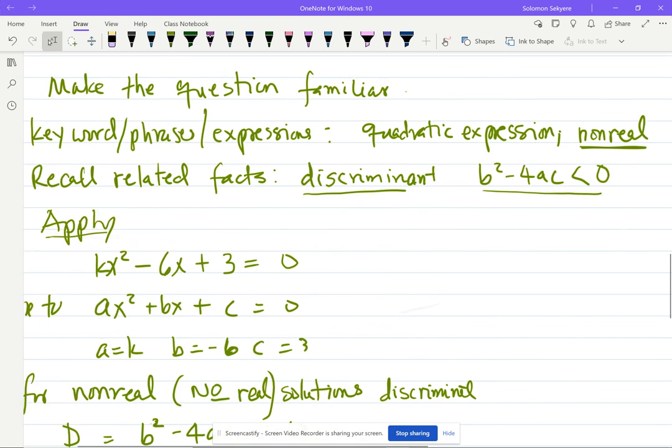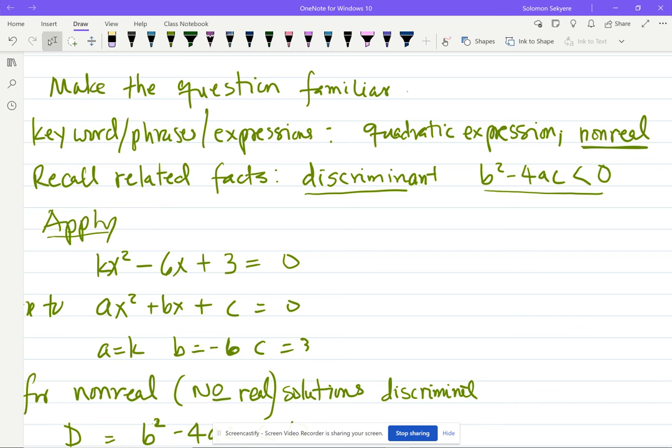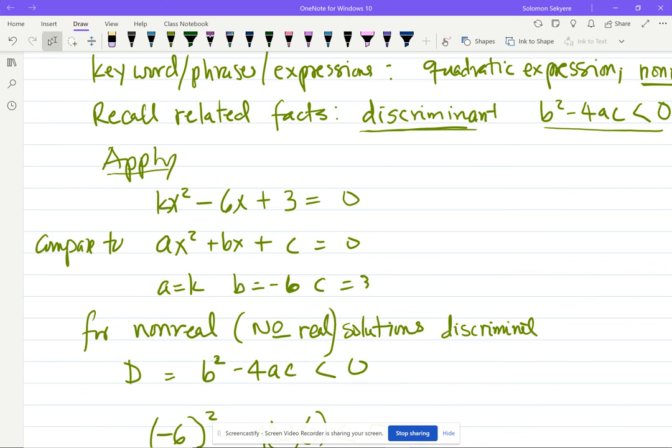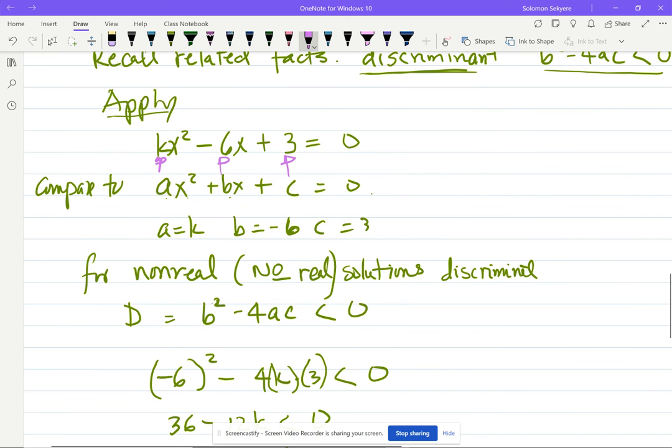Once you are able to pinpoint your keywords, phrases, or expressions, then you have to be able to recall any related facts to do with it. And now you should be able to recall the discriminant. So here's the equation. Let's compare it to the standard quadratic equation, ax squared plus bx plus c. We see that our a is k, our b is negative 6, and our c is 3. For non-real solution, this is the condition.